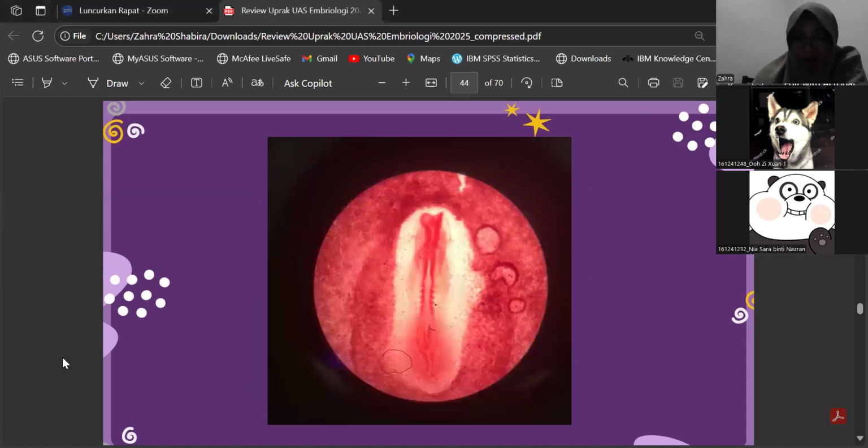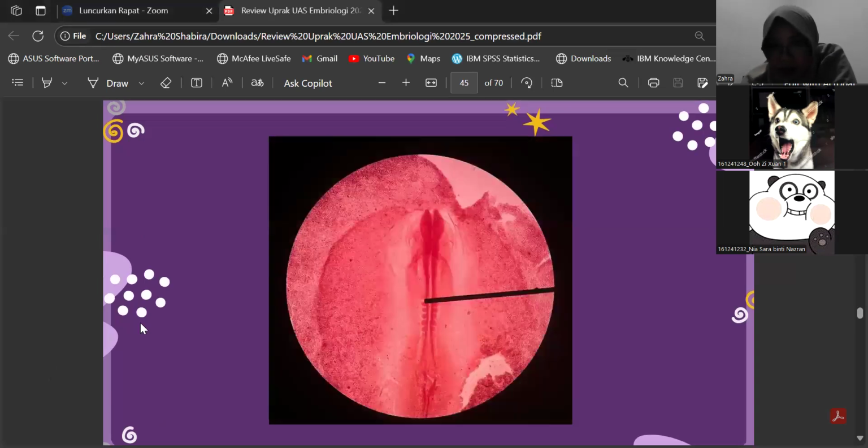Next. Now we go to this one, the 24-hour stage. How many somite pairs over there? 4 pairs, yes. At 24 hours it's already 4 pairs. Also, you find neural tube. This one is neural tube, yeah. Neural tube and neuropore in here. This is neuropore.